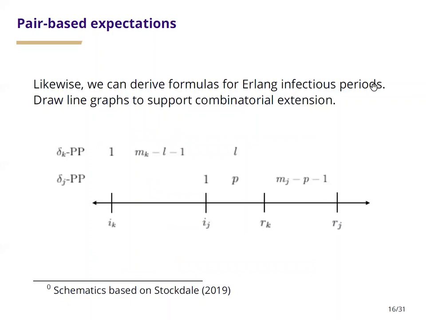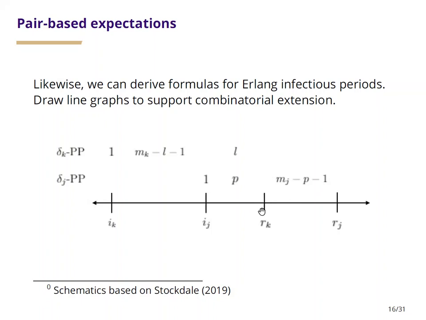This strategy can be extended to Erlang infectious periods. These are gamma infectious periods with integer shape. And here it just needs to justify a combinatorial extension. So here I introduce the language of, say, a full renewal, where a full renewal for this Erlang infectious period occurs after, say, mj or mk marginal renewals of these Poisson processes. The combinatorics here say, okay, between the interval Rk and Rj, we can have, say, mj minus p minus 1 marginal renewals.